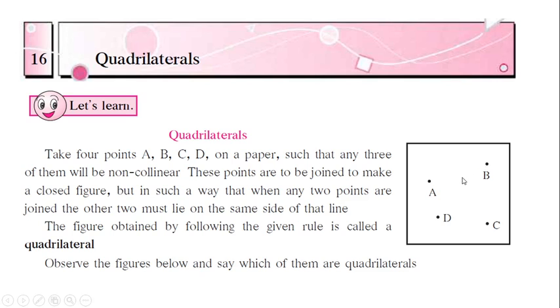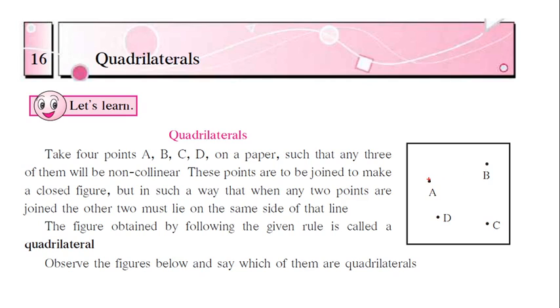Now here you can see there are 4 points: point A, point B, point C and point D. Now how to join these points? You have to join like this, like this, like this and like this. So this will become a quadrilateral.